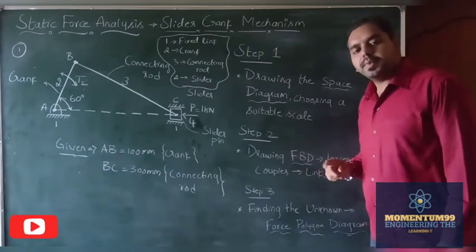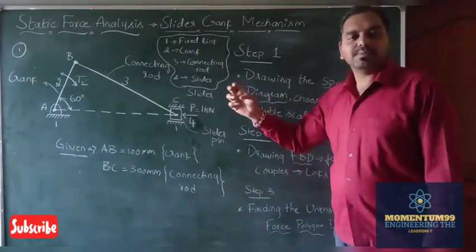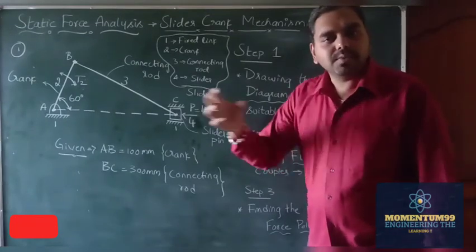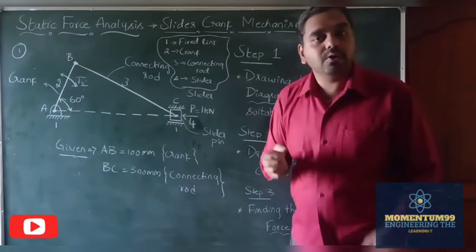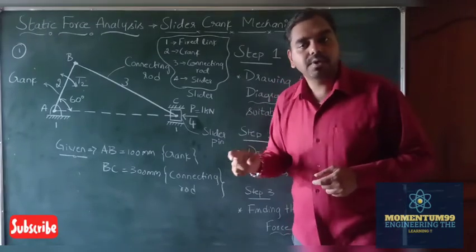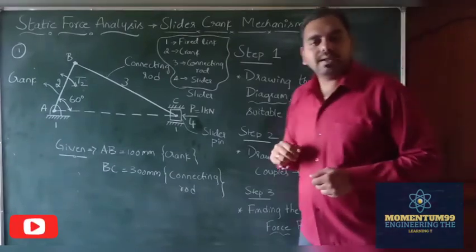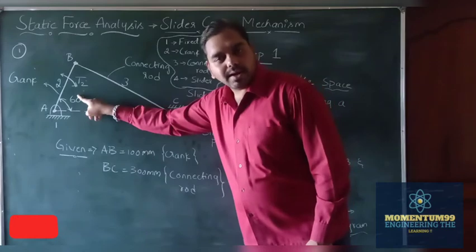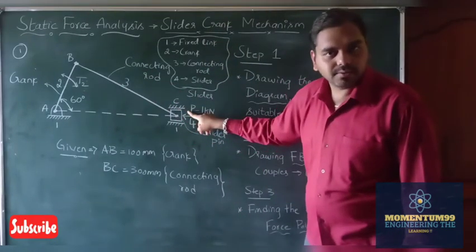The second step is you will be drawing the free body diagram of all the links in the given space diagram of the mechanism here. We have learned that the free body diagram means you will be separating a particular element from the mechanism or any assembly. Then you will be indicating all the forces acting on that particular element of the assembly. This is the meaning of drawing the free body diagram. So the free body diagram in this slider crank mechanism means you will be drawing the free body diagram of the link 2, that is the crank, link 3 the connecting rod, and link 4 the piston or the slider.